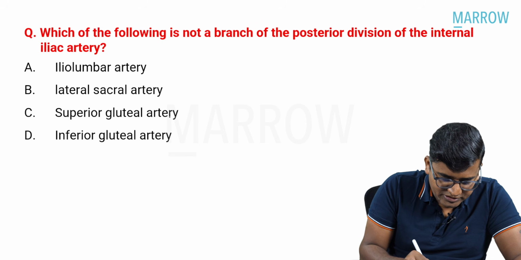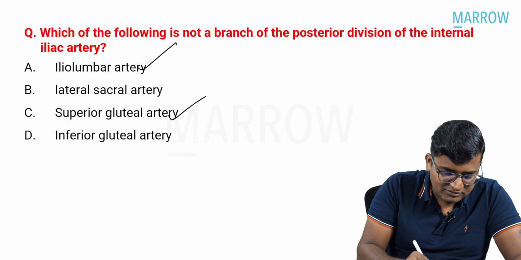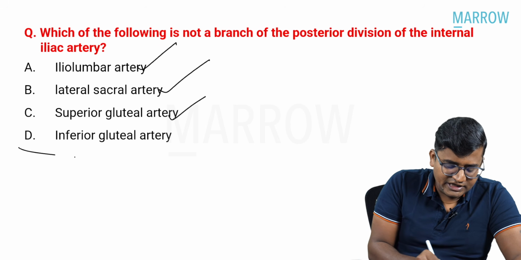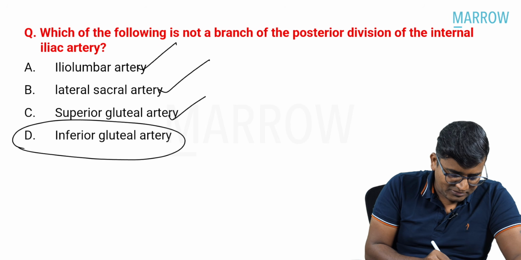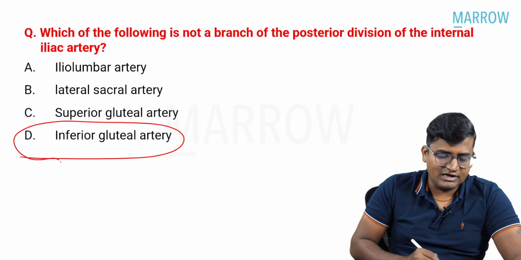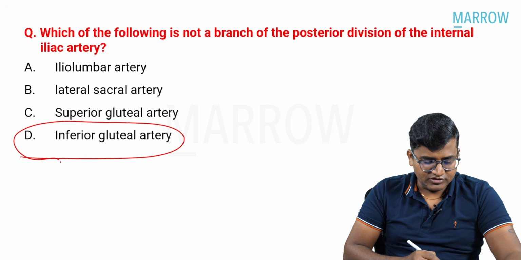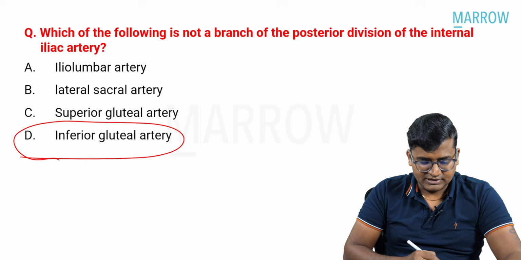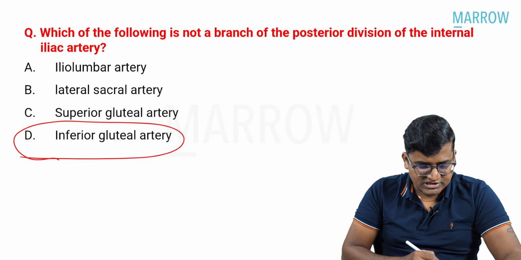Our superior gluteal, iliolumbar, lateral sacral, all are branches. The inferior gluteal artery is not a branch from the posterior division of the internal iliac artery. Okay, that is the answer for this question. Right. Now come to the next question.